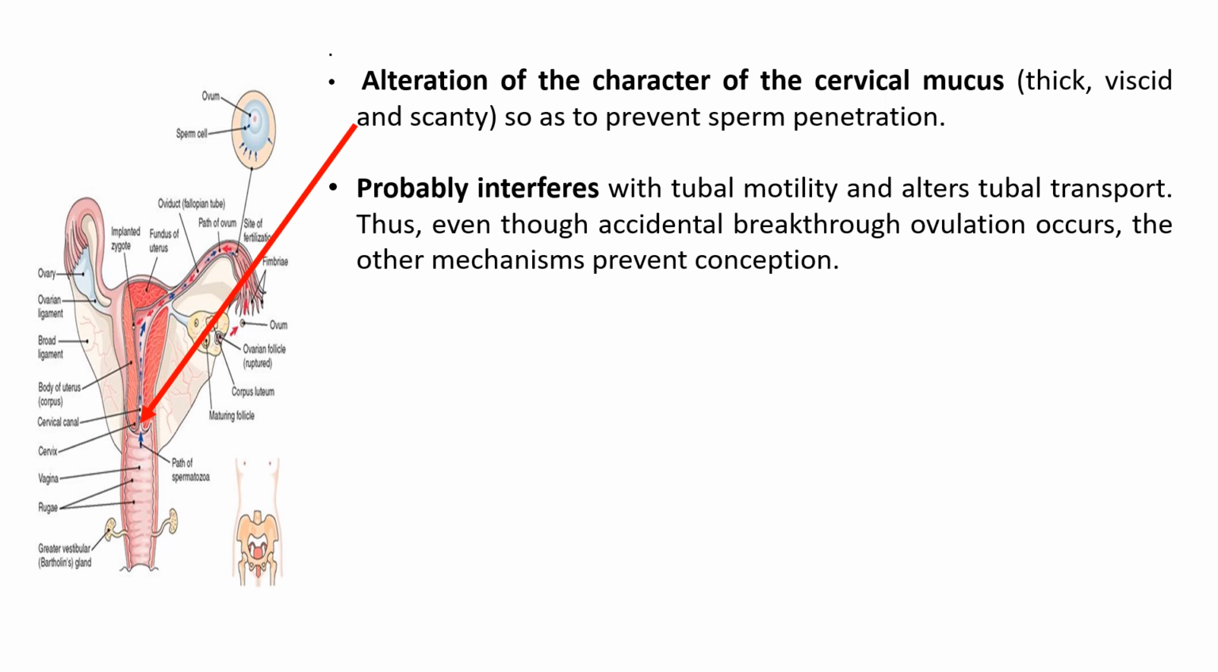It probably also interferes with tubal motility and alters tubal transport. Thus, even though accidental breakthrough ovulation occurs, the other mechanisms prevent conception. So their main goal is to prevent the ovulation. They will act here and try to prevent the ovulation. But if ovulation accidentally happens, then they will try other methods. They will make the cervical mucus very thick so the entry of sperm is prevented.